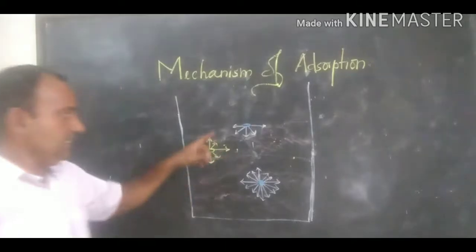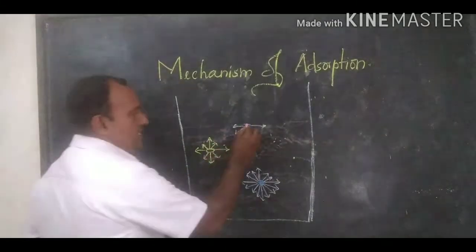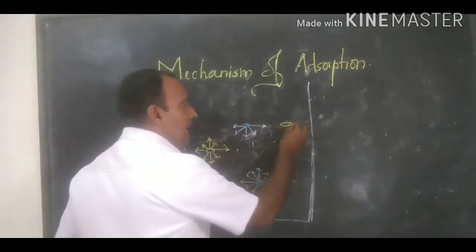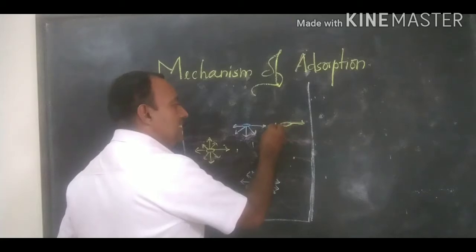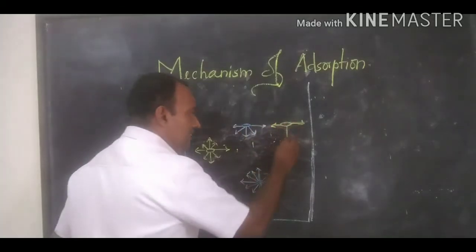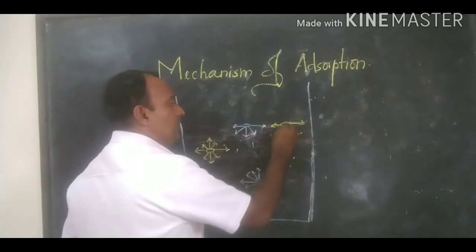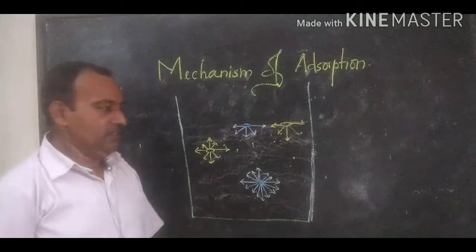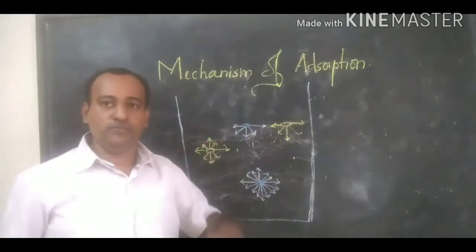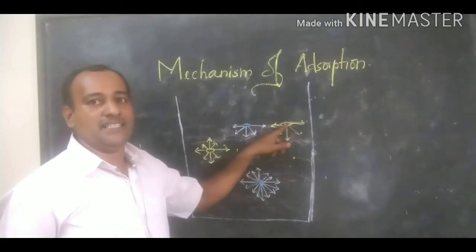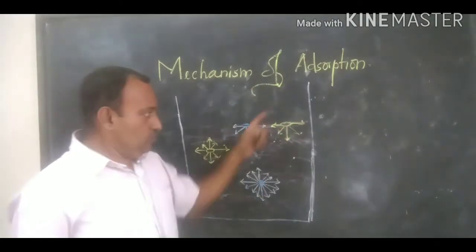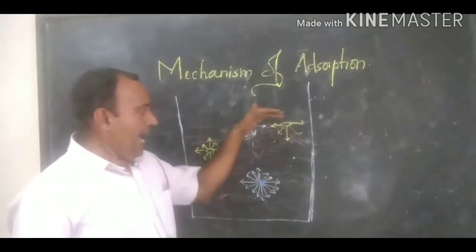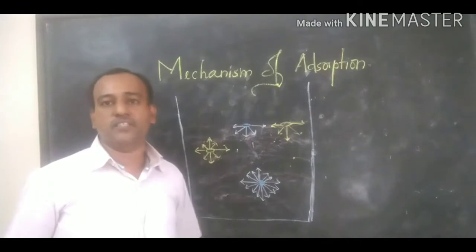But if you see the particle which is on the surface, this particle is present on the surface. It has equal particles on this side, this side, this side, and this side. But there is no particle above it. So the force acting on the particle is unbalanced. The particle which is present on the surface has some unbalanced force.